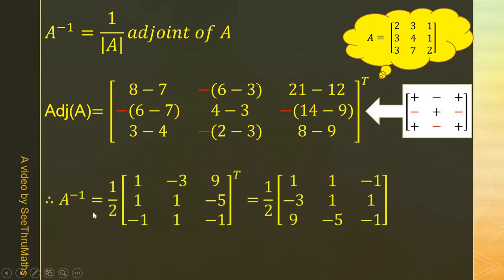So therefore, A inverse is equal to 1 divided by 2. The determinant value of A is 2. So it is 1 by 2 multiplication. So you simplify this matrix. It is 1, minus 3, 9, 1, 1, minus 5, minus 1, 1, minus 1. Whole transpose. So here I have written by changing the rows to columns and columns to rows. That means transpose. And this is the inverse for A.